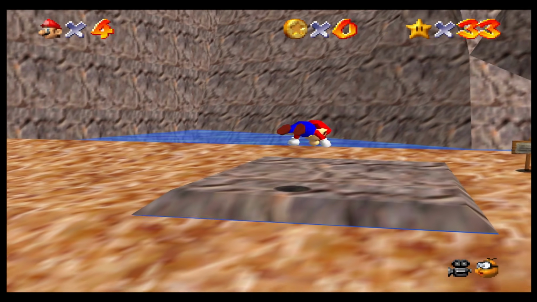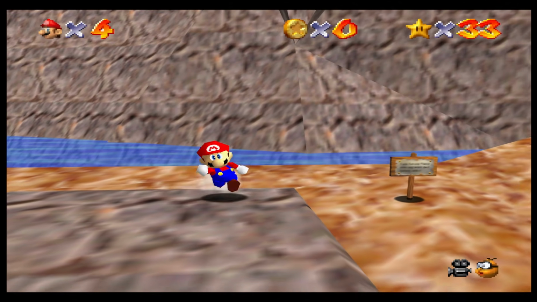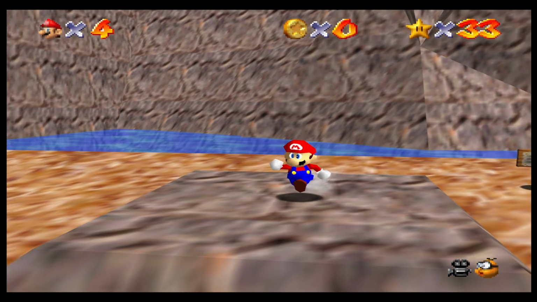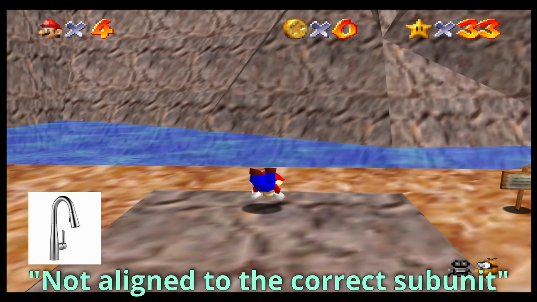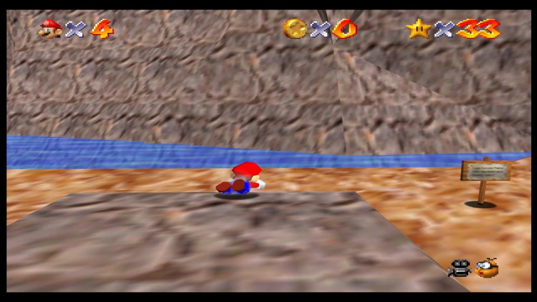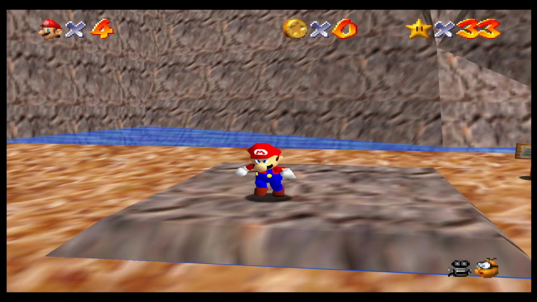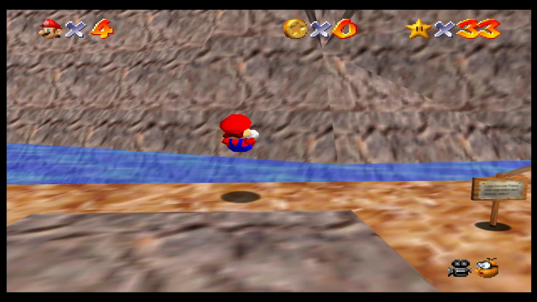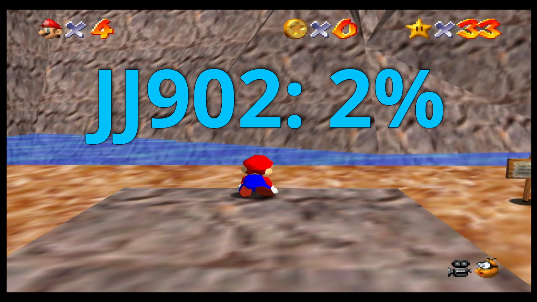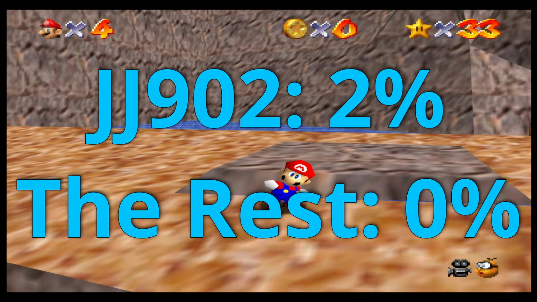Speedrunners simply tried and failed to replicate this trick, and every time someone asked JJ about what they were doing wrong, he would simply state that they just weren't aligned to the correct subunit, and other such explanations. Despite this trick's seeming impossibility, JJ's success rate at hitting this trick on his N64 was around 2%, which is actually much higher than it sounds when you keep in mind that everyone else had a 0% success rate.